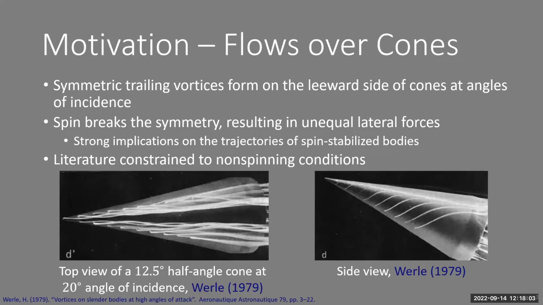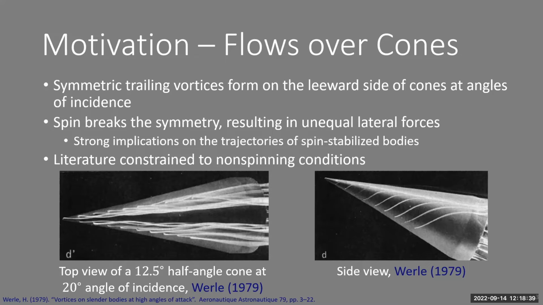To help motivate this, it's well studied in the literature that flows over non-spinning cones at angle of incidence result in symmetric trailing vortices on their leeward side. And these vortices are symmetric, so all induced lateral forces are neutralized. So this tends to be a more favorable flow condition. However, when you introduce the effects of spin, or a rotating cone, the symmetry is broken, and we expect to see unequal lateral forcing on the cone. This has strong implications on the trajectories of spin-stabilized bodies, hence why this is an important topic of discussion.